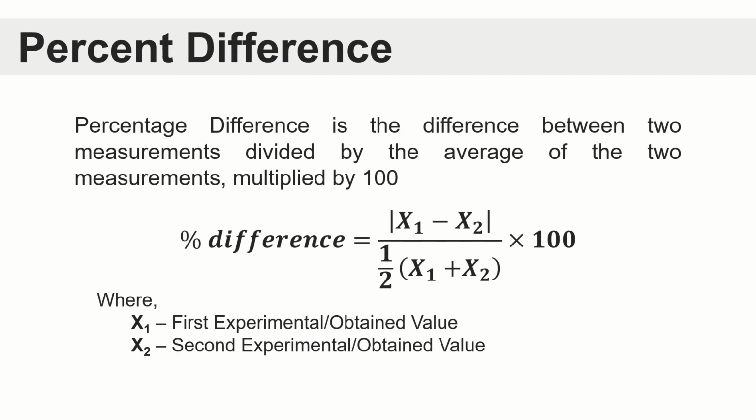To calculate the percent difference, we get the absolute value of the difference between two experimental values. If you have 3 trials, take the measured value of trial 1 and the measured value of trial 2, and then apply this equation to those values. x of 1 is the first experimental value, x of 2 is the second experimental value, divided by the average of the two experimental values, times 100.